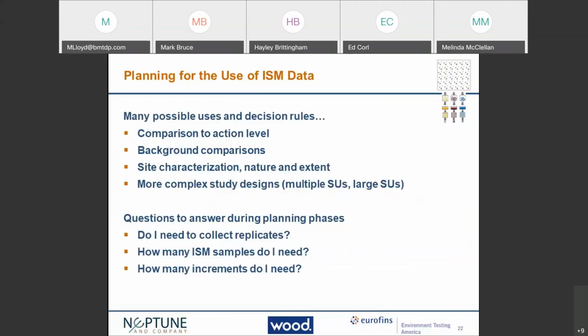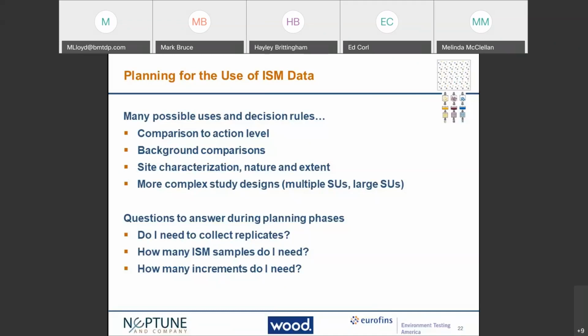So next, I'm going to talk about planning for the use of ISM data. There are 2 parts I want to go over when it comes to planning for ISM data collection. The first is your project objectives. So far, we've discussed comparison to action levels, but I also want to go into the statistical and planning considerations for other applications like background comparisons and site characterization. You might also have a more complex site where you could have multiple sampling units or very large sampling units, and that's also going to be helpful to consider during the planning phases.